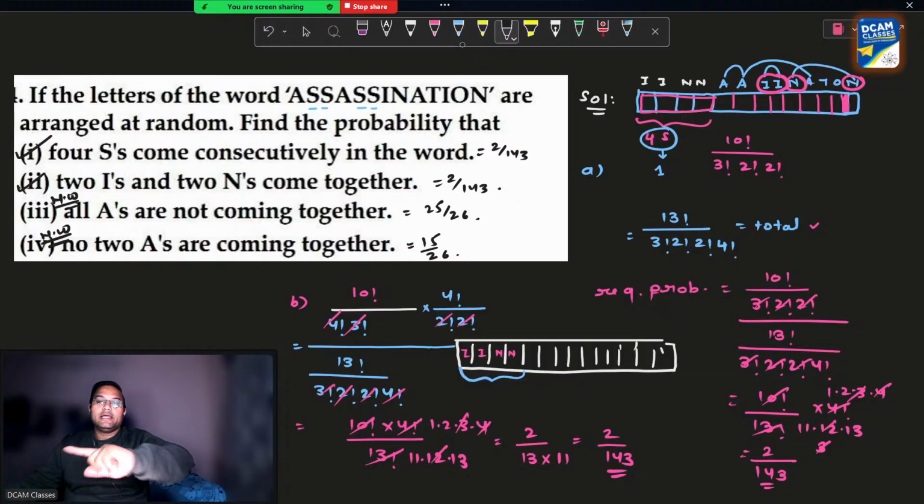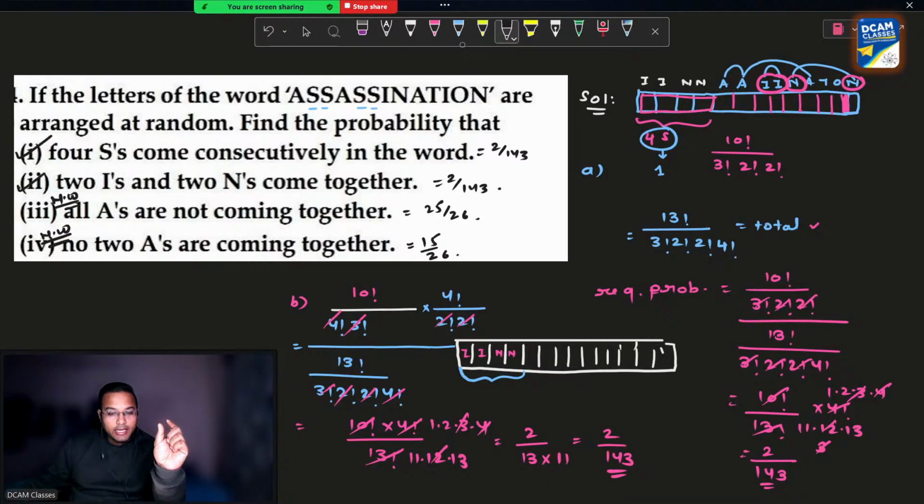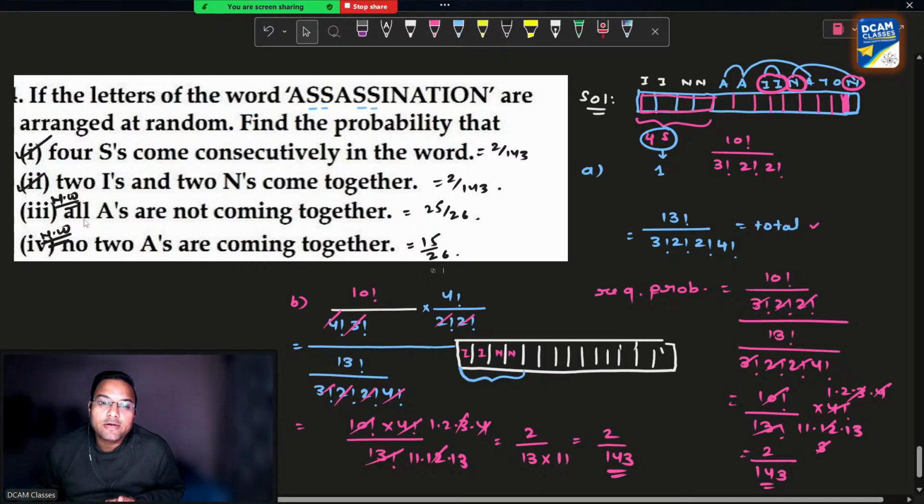See, first when all A's are not coming together, for this what you should do, take all A's coming together, find out that probability, minus that probability from 1. No two A's are coming together means you have to take them at different position. This fourth one would be difficult for you, but try to think. If you are not able to get it, I'll solve it, but I want you to put your mind to it. Third one will be easy to solve the way I have told you. Find out all A's are together, probability, and then minus from 1. 1 minus that. No two A's are coming together.